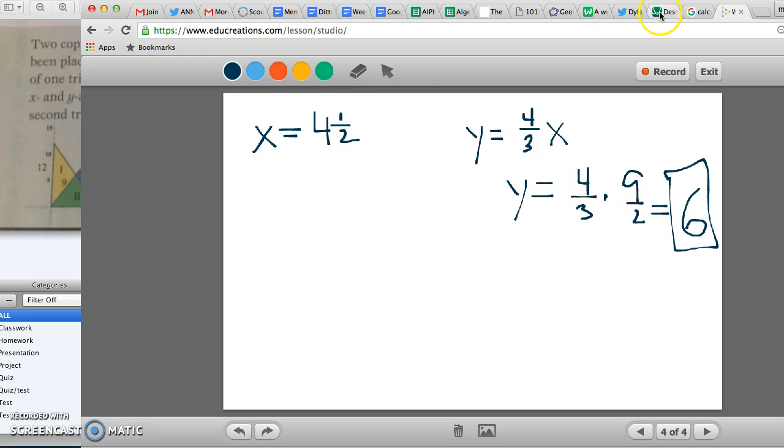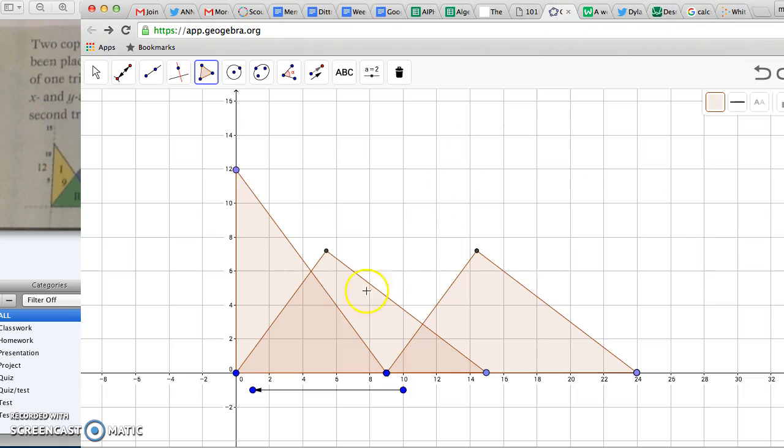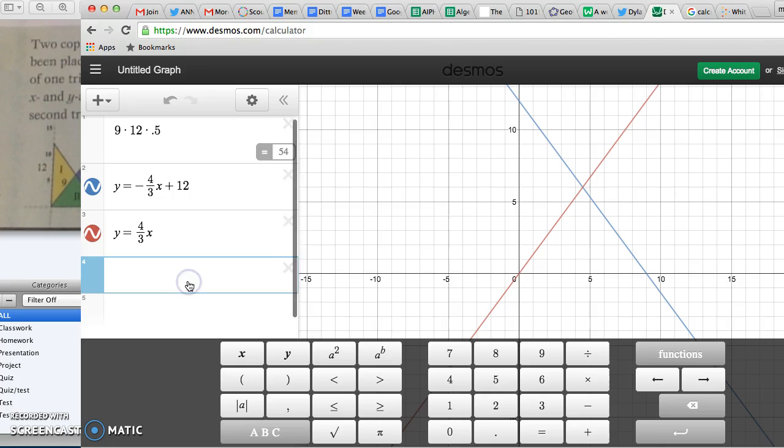So I solved for this point. It's (4.5, 6). Okay, what does that mean? That means that this right here is 4.5. So this triangle here has a base of 12 and a height of 4.5. So we'll plug that in here. 12 times 4.5. Then we have to multiply by 1/2, right? 27. Okay, that triangle has an area of 27.